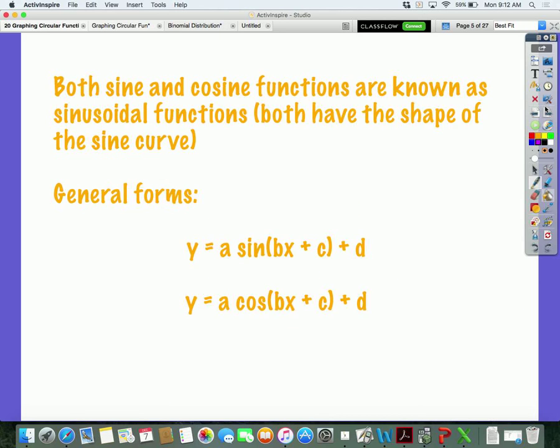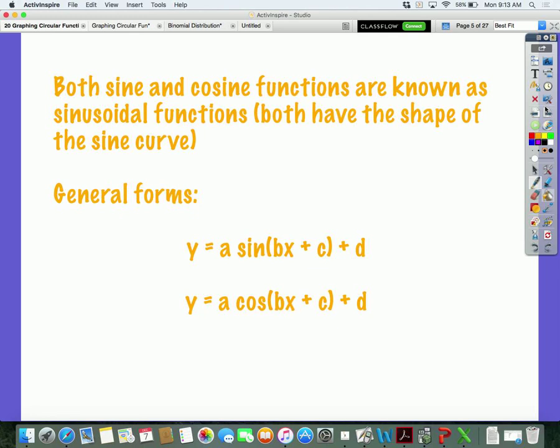Now both sine and cosine functions are known as sinusoidal functions because they both have the shape of the sine curve. And these two are your general forms for your sine function and your cosine function. Realize those A, B, C, and D all represent some numbers that deal with transforming your original sine function and your original cosine function. We've talked about all the different types of transformations back in unit 1, I believe.